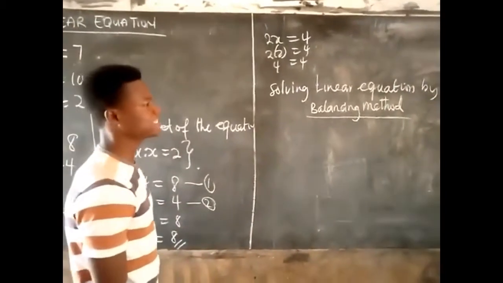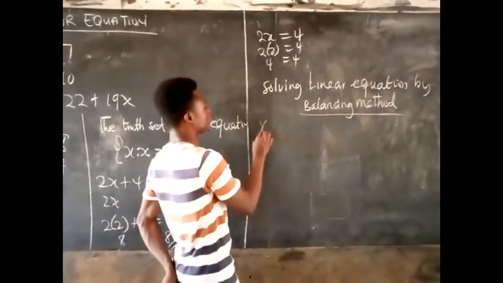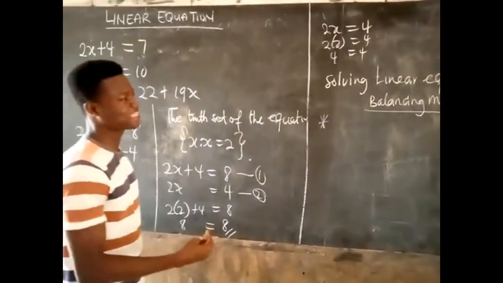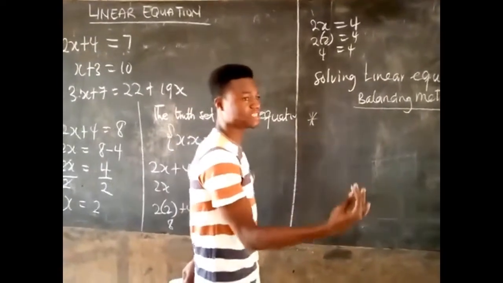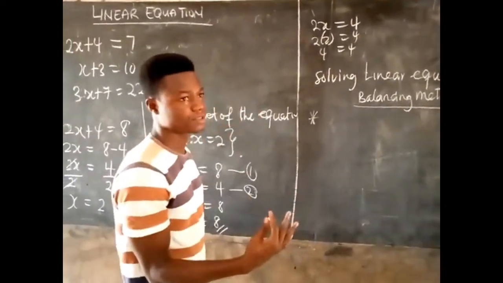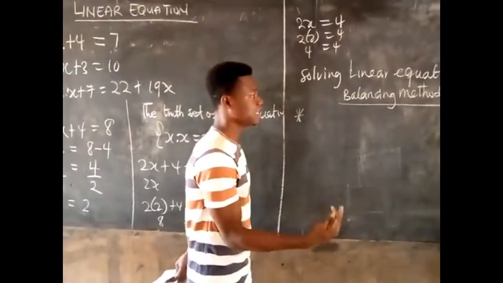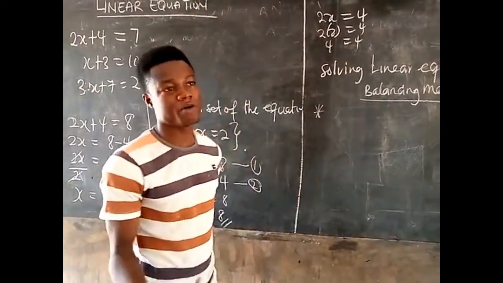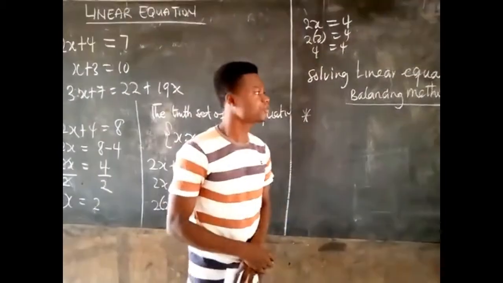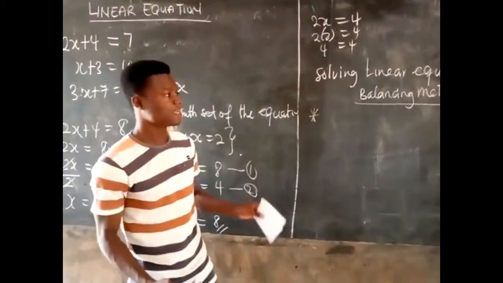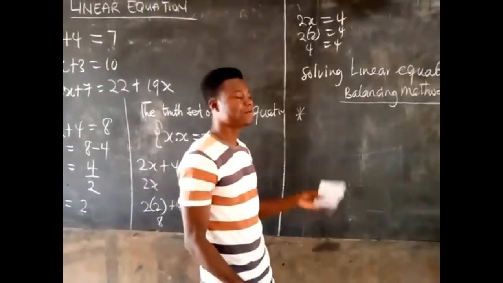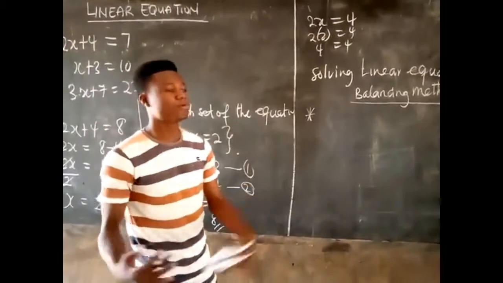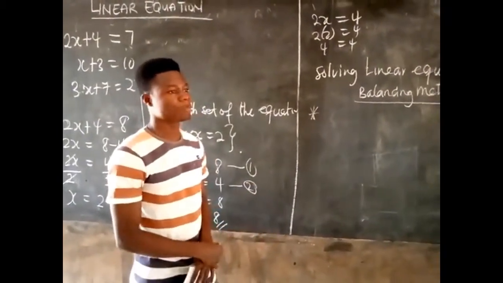With the balancing method, there are some rules that you need to know. I'm not going to read them, I'll just say them. One, you add the same quantity to both sides of your equation. Another step is that you subtract the same quantity from both sides of your equation. Then you multiply both sides of the equation by the same quantity, and when necessary you also divide both sides of the equation by the same quantity.